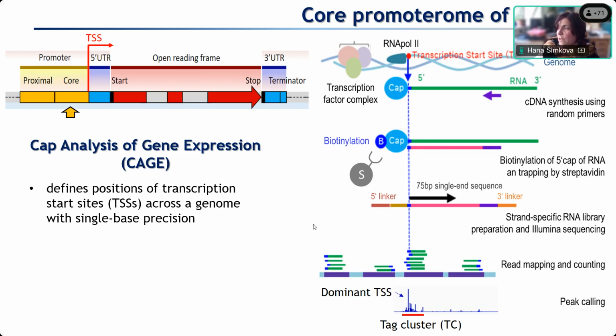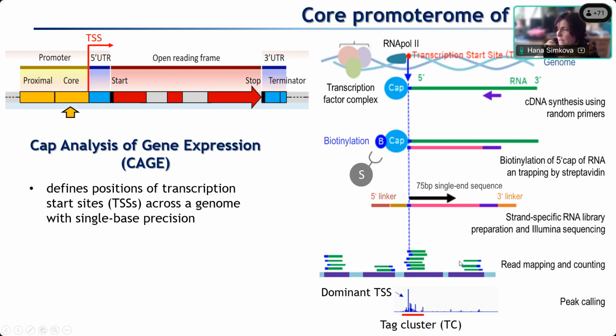The cDNA is then used to generate a strand-specific RNA library, and this is then sequenced by Illumina. The resulting reads, which we call tags, are then mapped to the reference sequence.